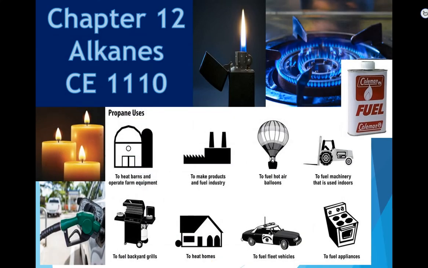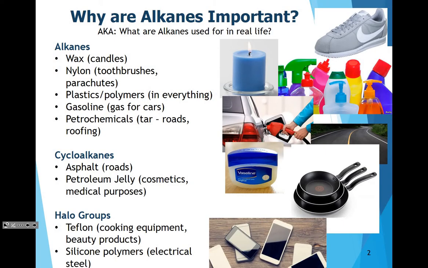Alkanes. These are used all over, basically everything in our lives has an alkane or an alkene or alkyne. So waxes, nylons, plastics, gasoline, petrochemicals. The cycloalkanes that we'll talk about next time are asphalts, petroleum jelly, cosmetics, medical purposes. Halo groups are with their Teflon, with our silicon polymers that are on our phones. There's lots and lots of different uses for what alkanes are used for in real life. So, know that there's a lot of different uses. Okay, pretty basic. Get a few of them down. Get the main idea. Okay, next one.